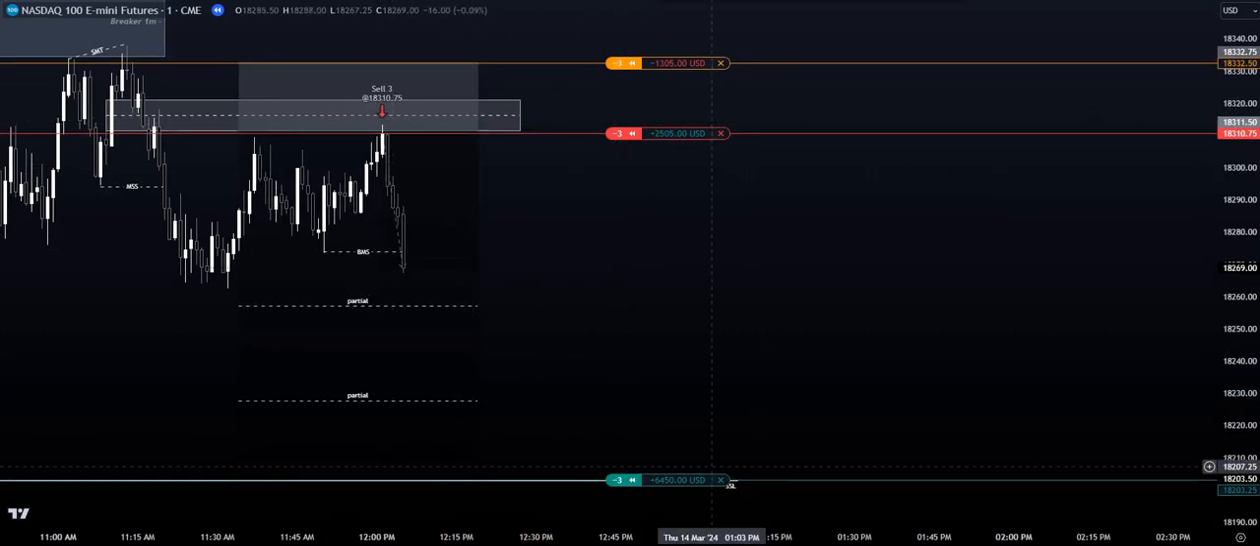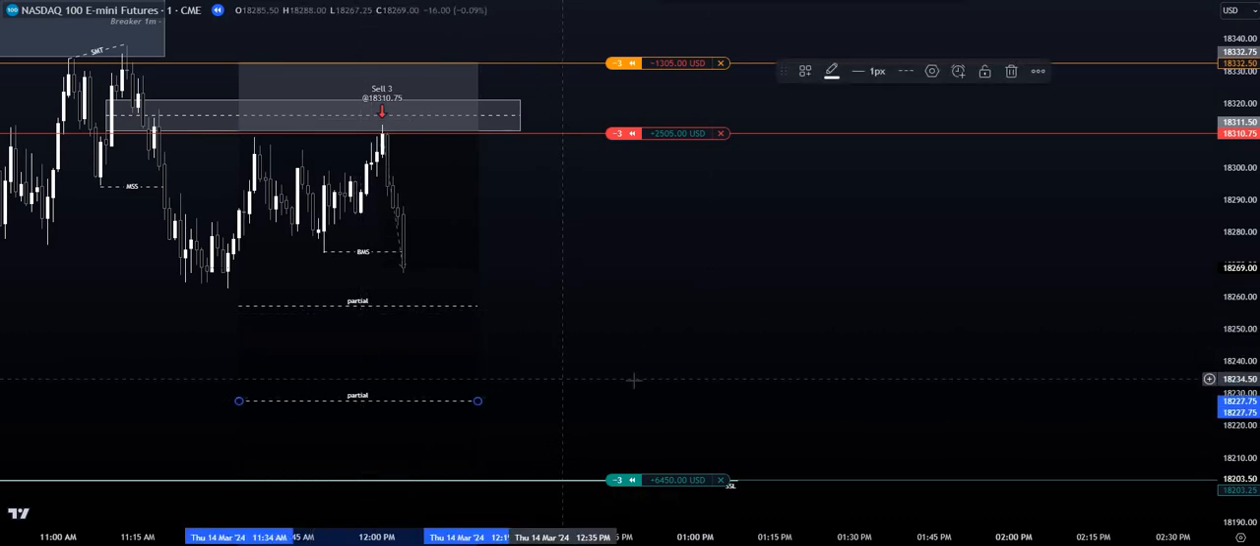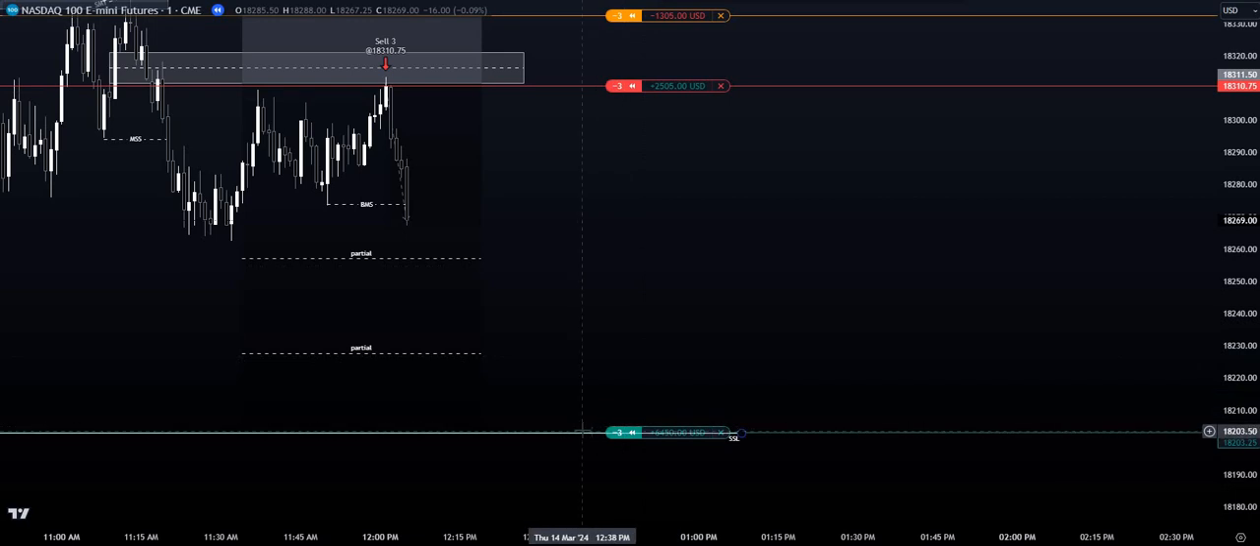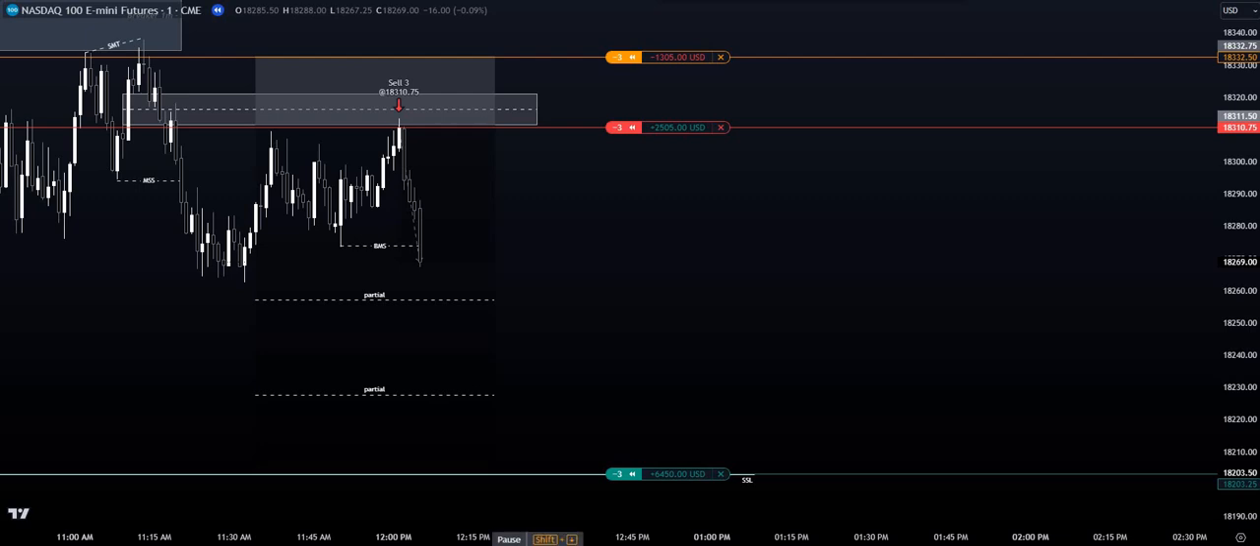Once we get to that first partial, we're going to take off a profit. After we do that, we're going to wait till that second partial, take another profit, and ultimately take that final profit at sell side liquidity. So let's see how price does.